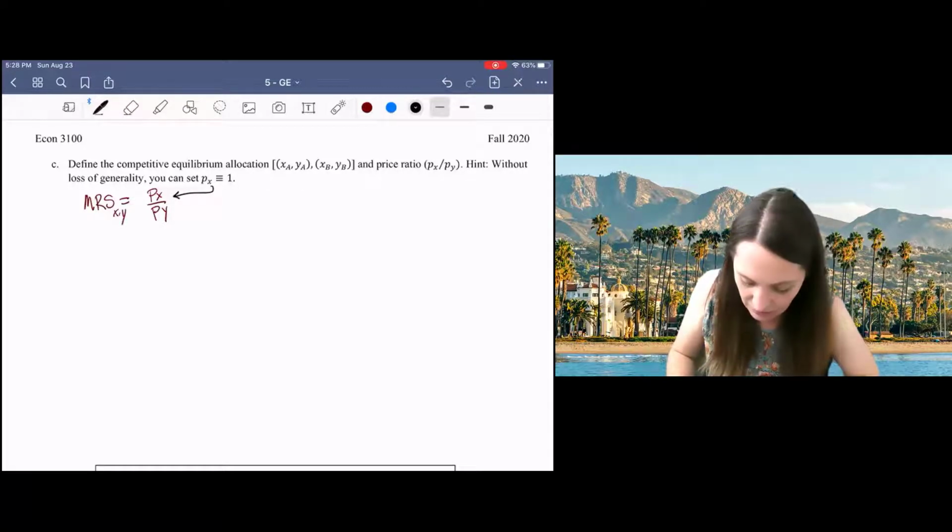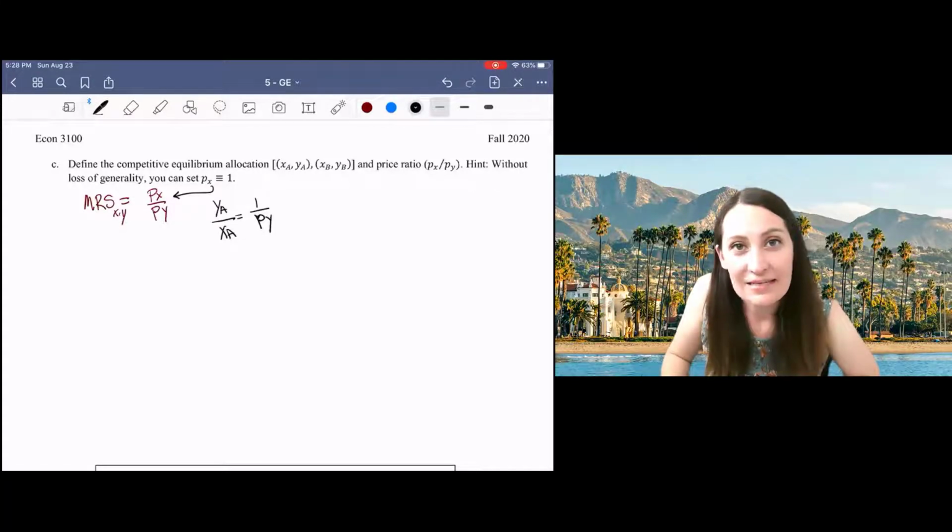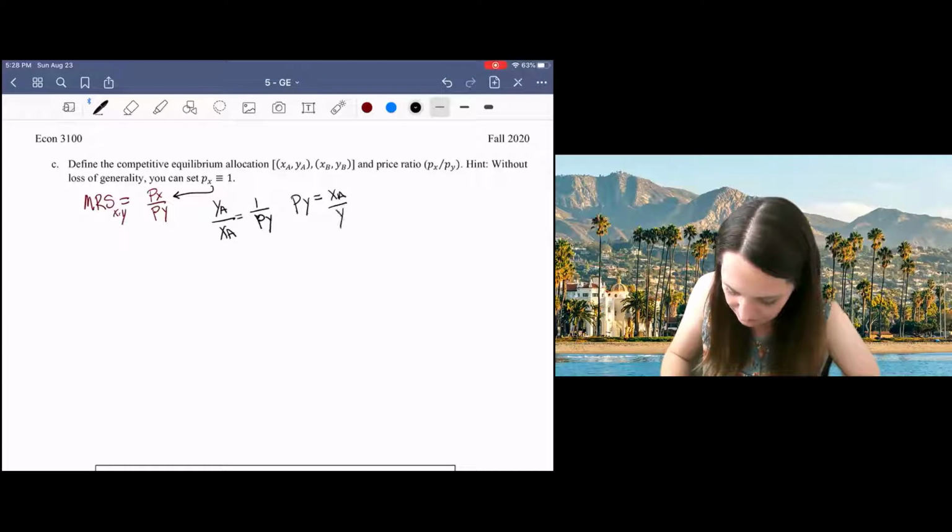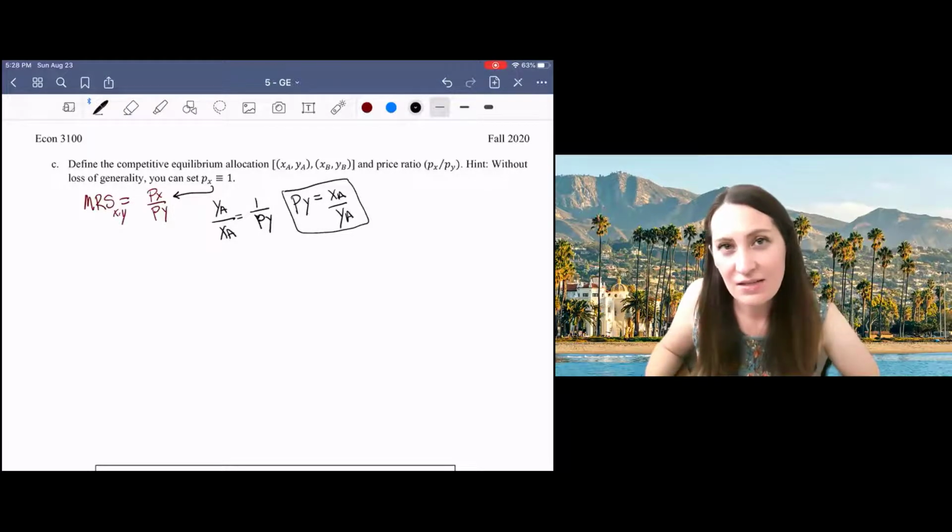So for Anne, her marginal rate of substitution was YA over XA, and that would be equal to 1 over PY. I'd like to solve this equation for PY because in a moment I will combine it with the budget constraint. So we've talked a little bit about resource constraints, but we haven't talked about budget constraints. In the budget constraint for Anne, we know that she has an initial endowment which represents her wealth, how much she has, that she can trade for what she wants.